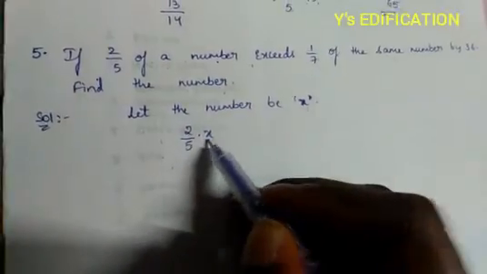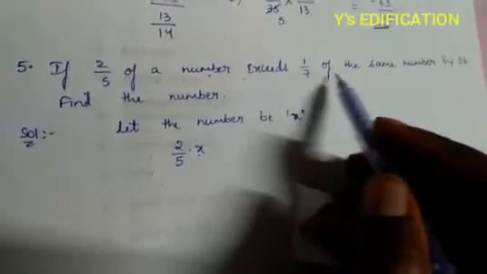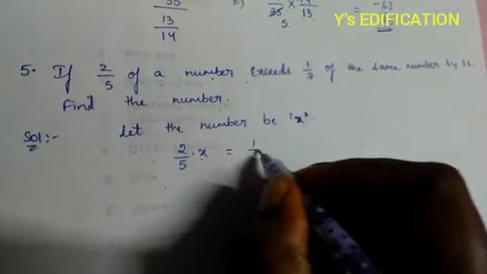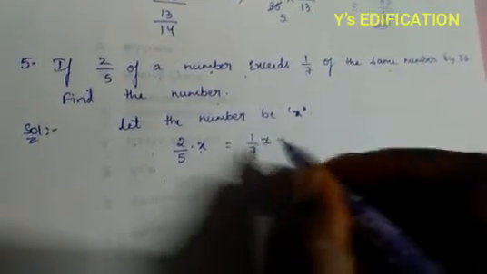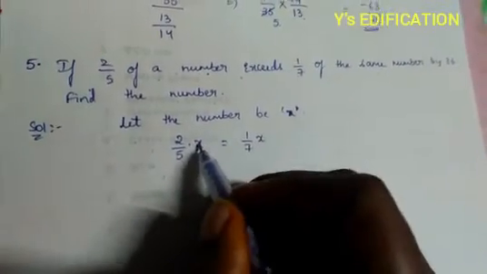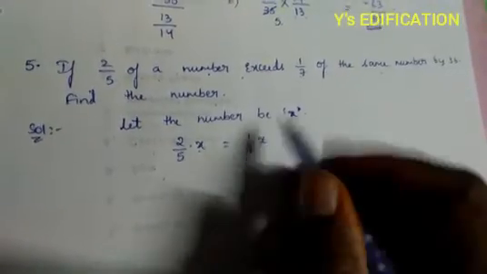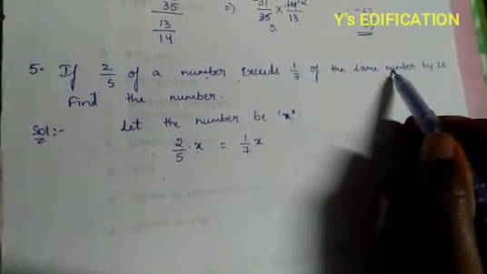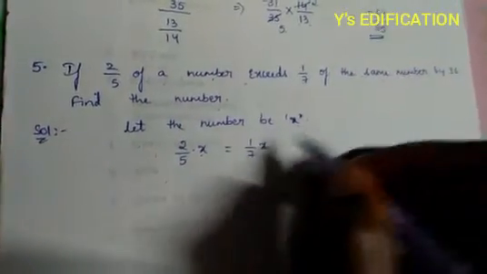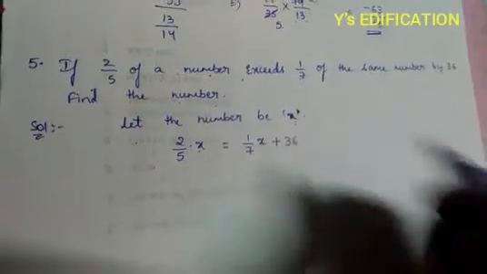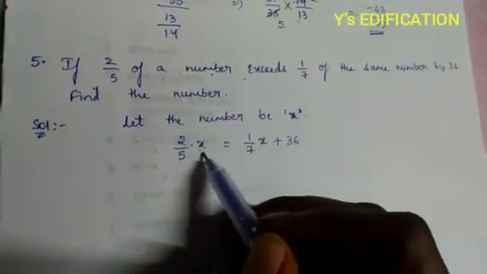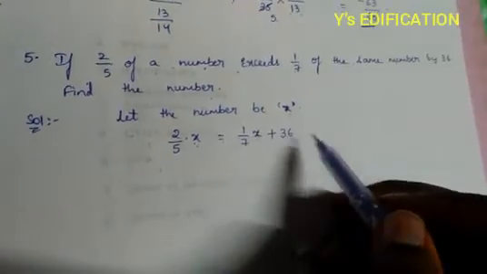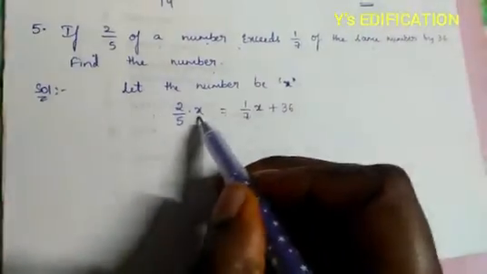2 by 5 of a number exceeds 1 by 7 of the same number by 36. Here already the number is x. Exceeds 1 by 7 of the same number by 36. That means plus 36. 2 by 5 of a number exceeds 1 by 7 of the number by 36.